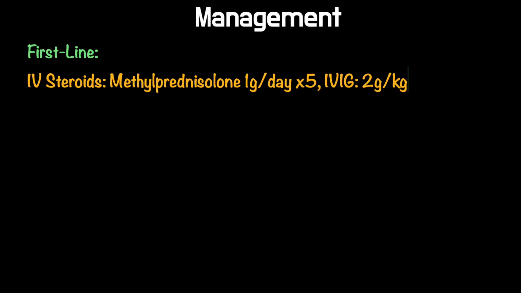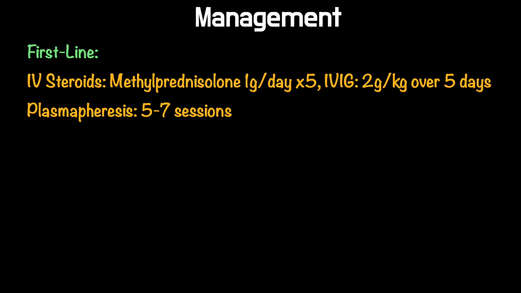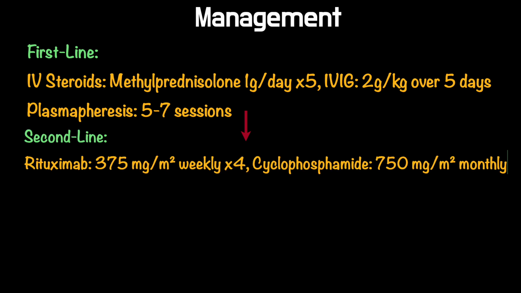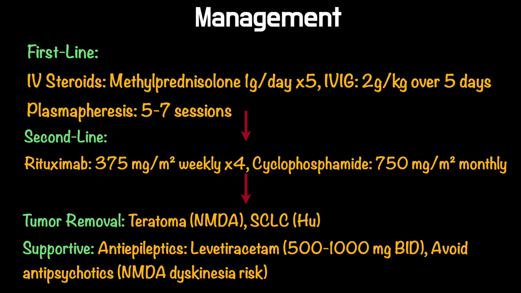So how do we manage this case? The first line of treatment is IV steroids, but in certain cases the patient is steroid resistant, so we use second-line drugs directly. With IV steroids we use methylprednisolone, and also plasmapheresis, done for 5 to 7 sessions. In second-line drugs we have rituximab and also cyclophosphamide. You don't have to remember the doses unless you are doing PG in neurology. And then tumor removal: teratoma for NMDA, SCLC for Hu.